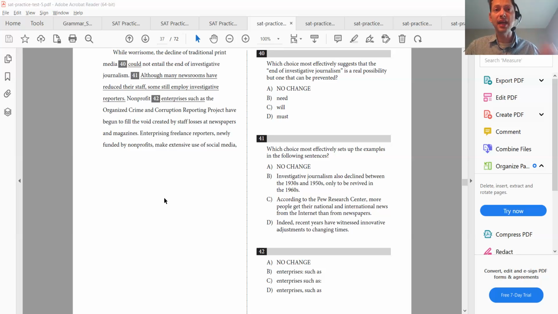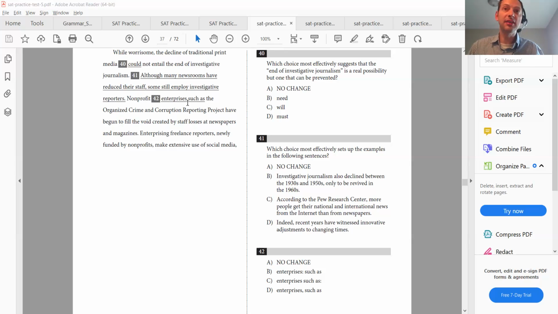Now let's tackle both of those just for completeness. Nonprofit enterprises, you want to put a comma here, right? Everybody does. Comma, such as the Organized Crime and Corruption Reporting Project, comma, have begun to fill the void, right? So you want to sort of have that in the parenthetical phrase. But since there's no comma here, you can't have a comma here. So that's why the answer is actually A.